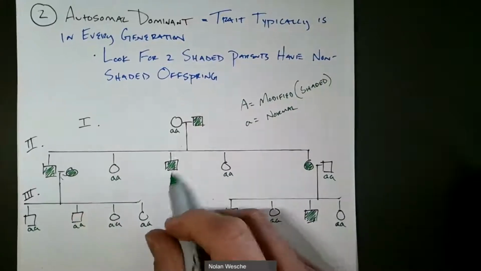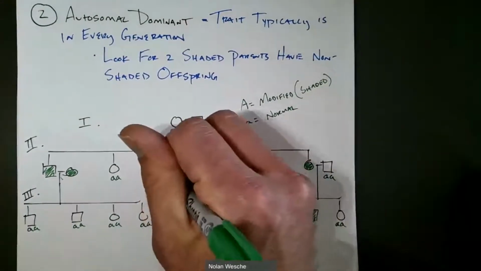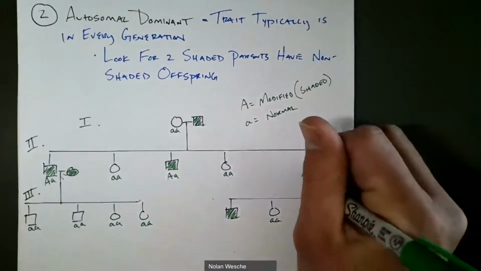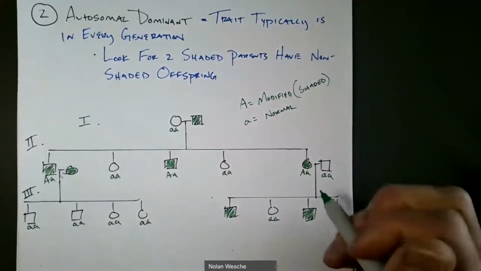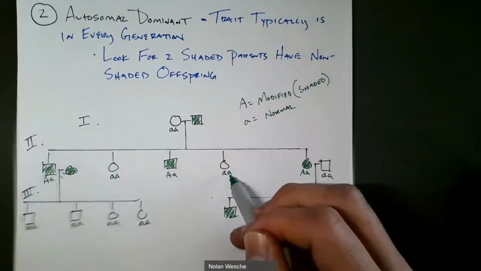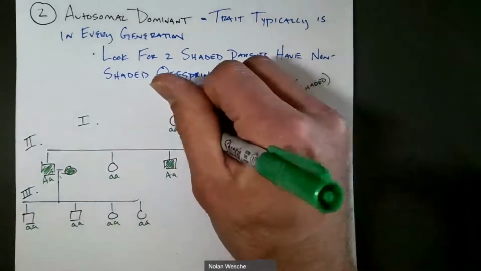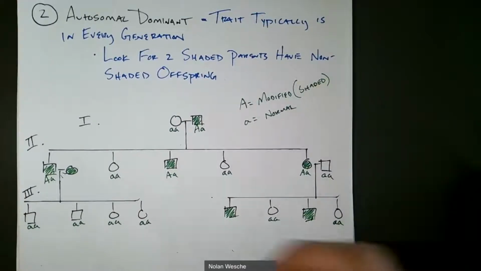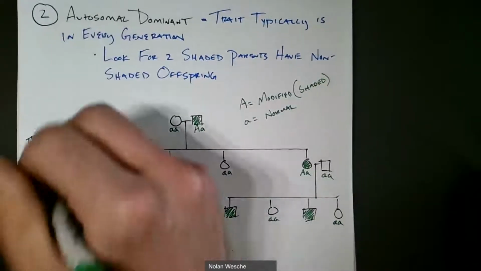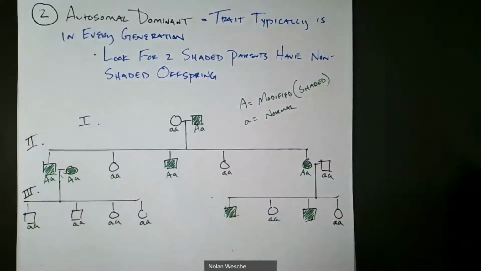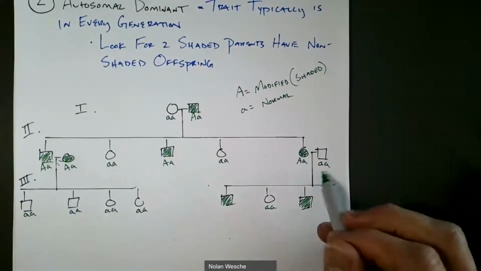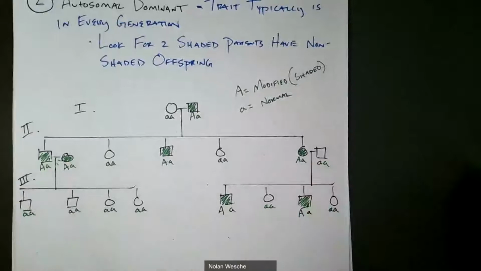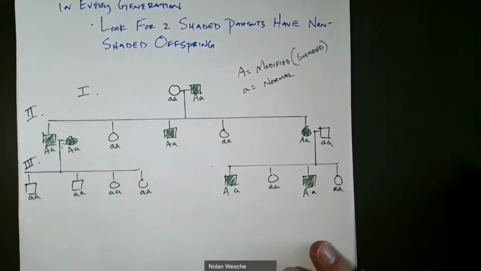And again, this guy here is going to get a little a from mom, and he's shaded, so he's got to have a big A. Same thing here, and same thing over here. We're passing on 2 little a's to this daughter, which means dad has got to provide one, and he's shaded, so he's going to have a big A. And then we're left with just a couple of people over here. We've got to have a little a and shaded, so it's got to be big A, little a. And then over here, again, little a from mom, we're shaded, so it's big A and big A. So that's how you go about sorting this.